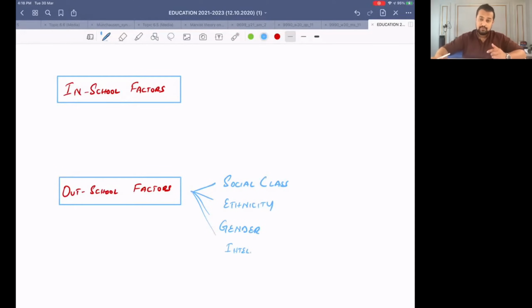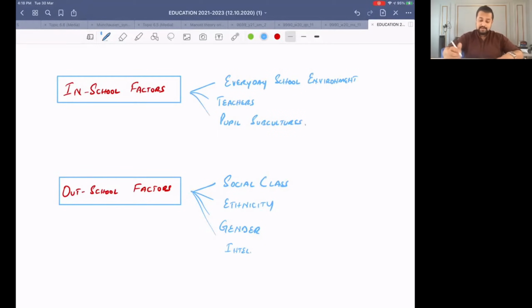On the other hand, when we speak about in school factors, we have factors such as your everyday school environment, your experience at school rather. Your teachers play an important role over here. Your pupil subcultures play an important role over here, and so on and so forth.